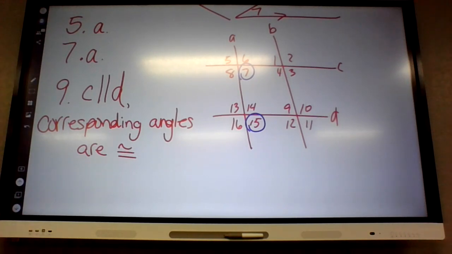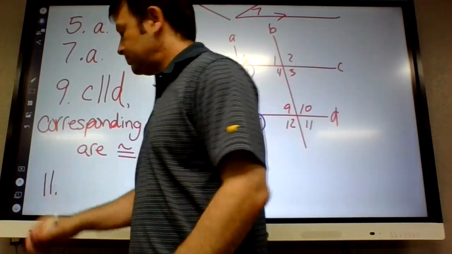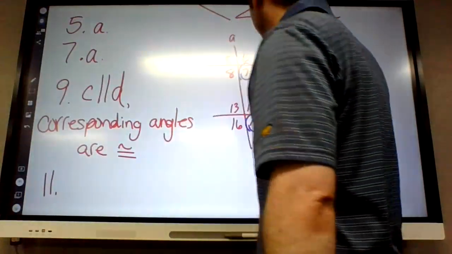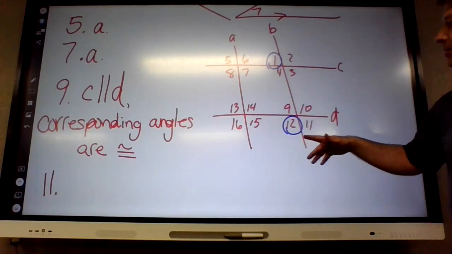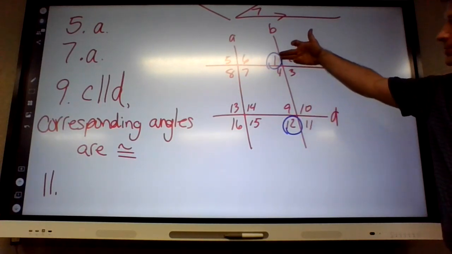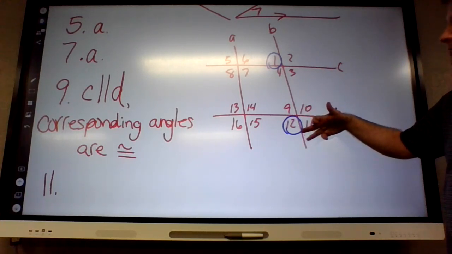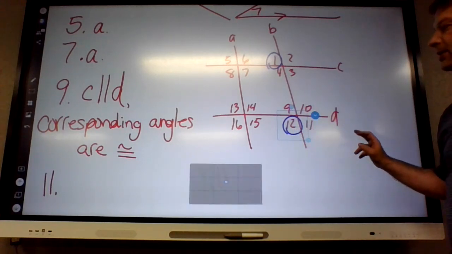All right. Number 11 says angle 1 and angle 12. So angle 1 and angle 12. What kind of angles are these? Are they corresponding? No. Are they consecutive interior? No. They're alternate? No. They're nothing.